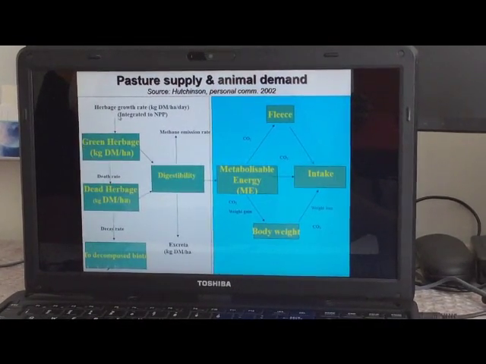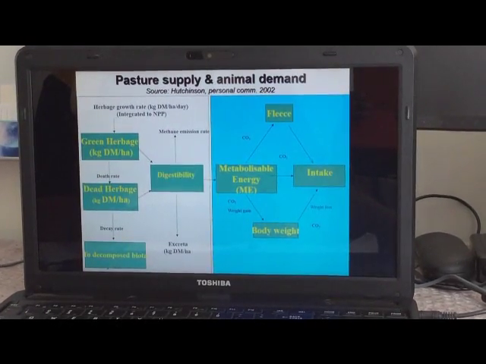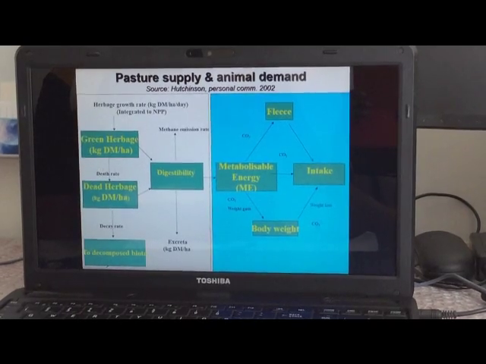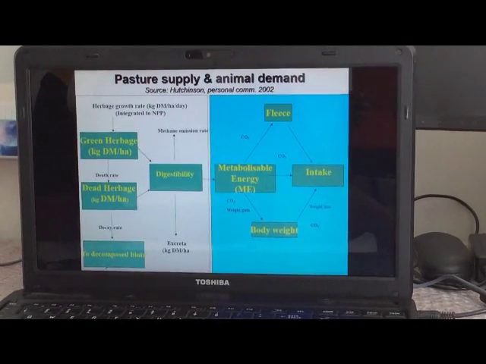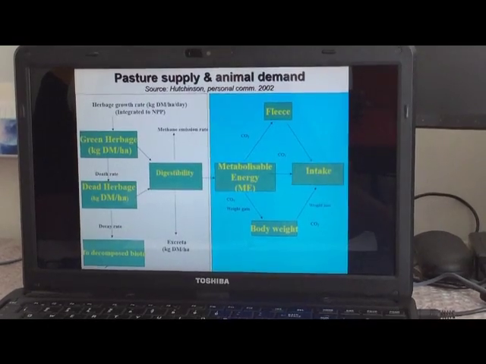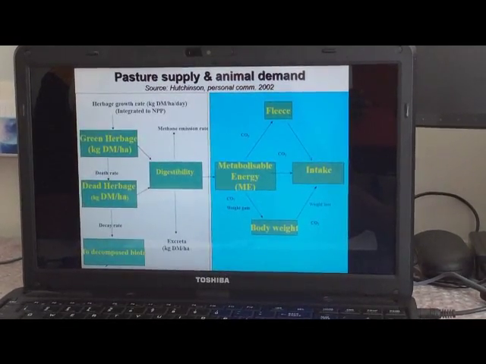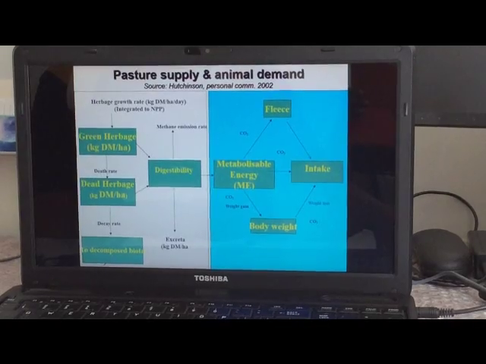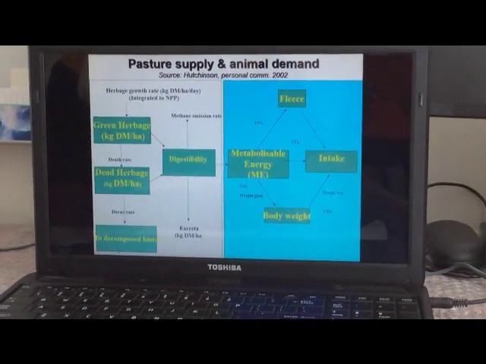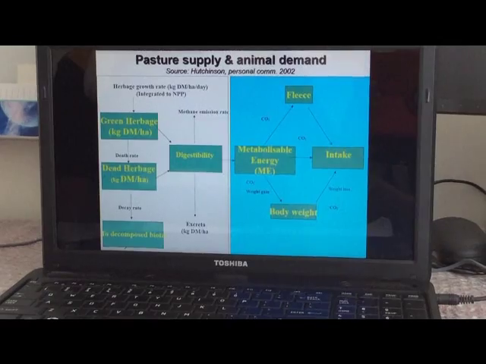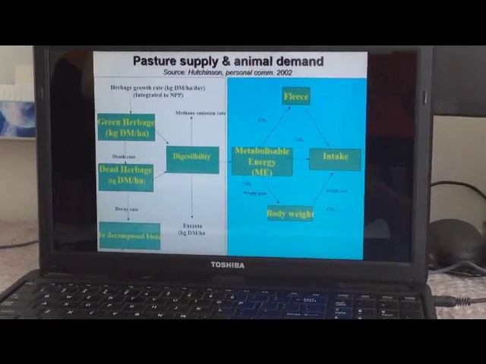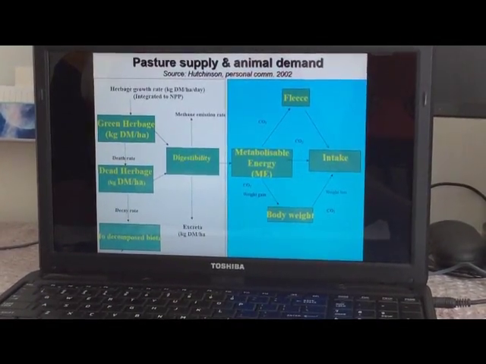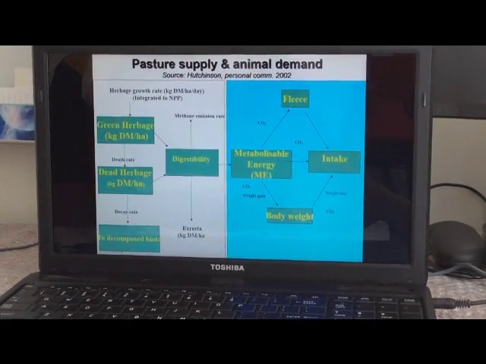On this side here, we have the pasture supply component, starting with the herbage growth rate in kilograms dry matter per hectare. Pasture growth rate changes daily. During favorable climatic conditions, when there is more rainfall and warmer conditions, the pasture grows very fast. It can be as high as 60 or 80 kilograms dry matter per day, but in winter seasons, when the temperatures are really low or during very dry seasons, pasture growth rate can be as low as 0 or negative.